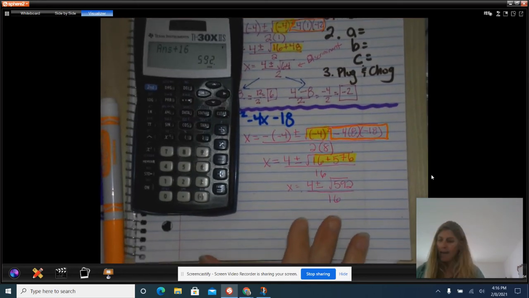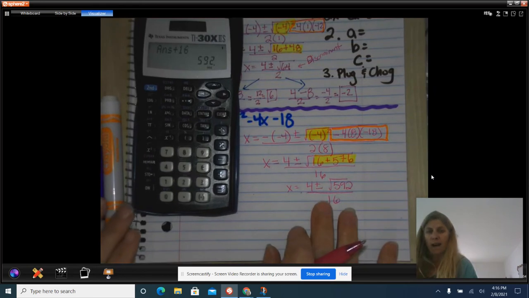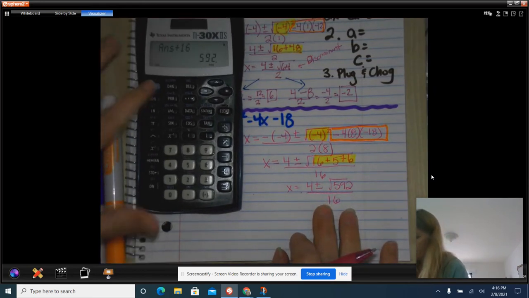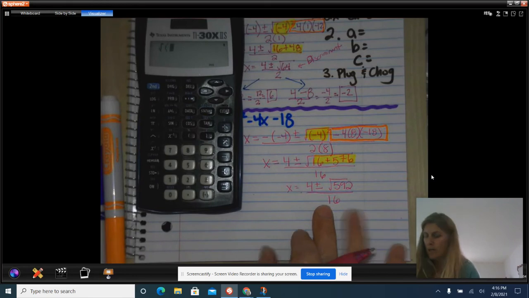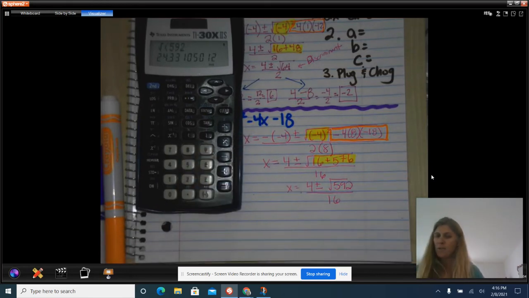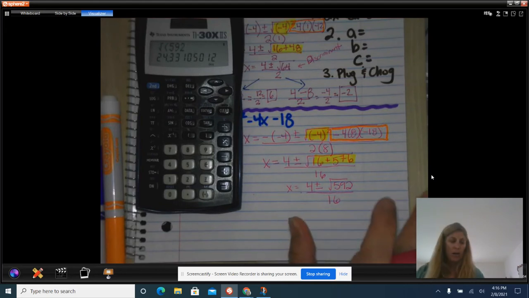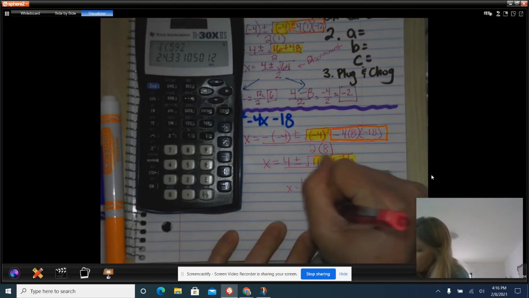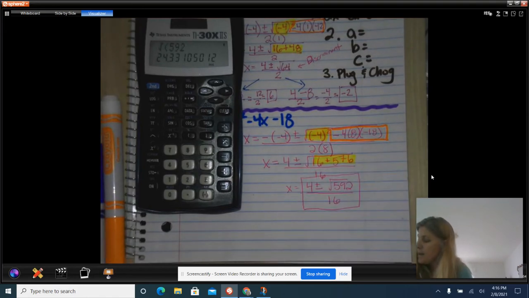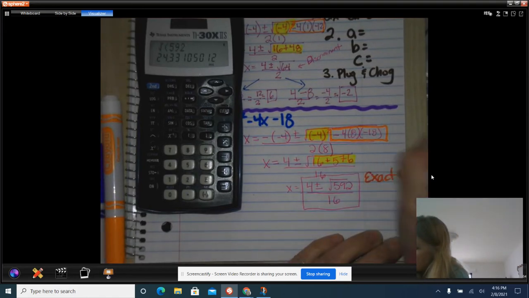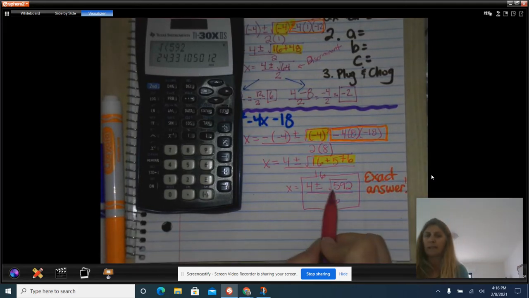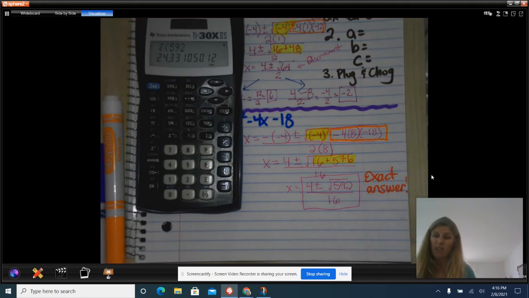Now we're going to take a look and see what the square root of 592 is. So I'm going to go second x squared, which gives me the square root of 592. And as you can see, it is not a perfect square. So this right here is what we call the exact answer. If I asked you for the exact answer, you would leave it underneath the square root symbol. And when I look at it, I don't really know what my roots are. So I could ask you to give me your estimated answer. So that's what we're going to do now.